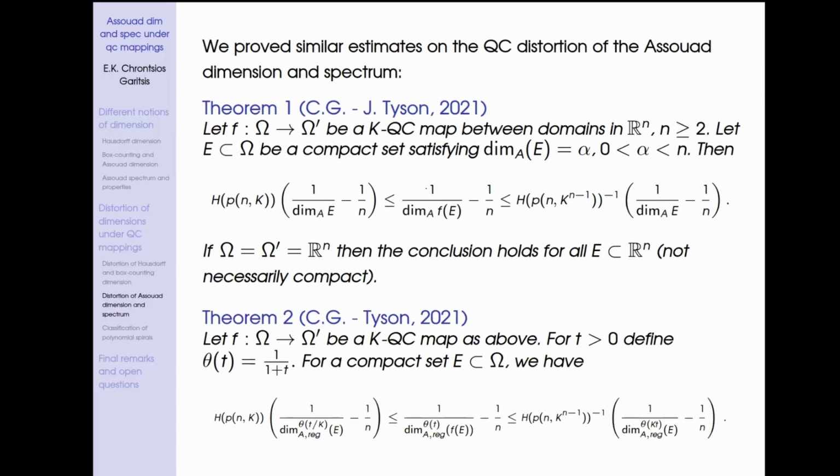If we have a K quasiconformal map as before, and we define theta of t to be given by this formula, 1 over 1 plus t, then for a compact set E inside omega, we have, yes, the same estimate, but the theta parameters change. And this basically tells us that when we apply f, so this is the estimate for f, we somehow multiply these parameters by k. But other than that, which is a difference that we were expecting, the estimate looks very similar to the estimates we had before.